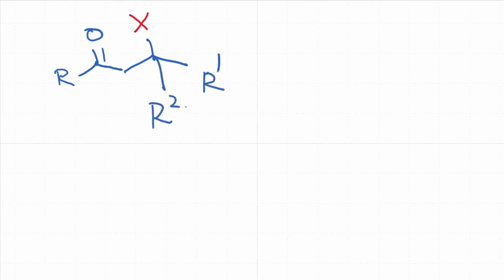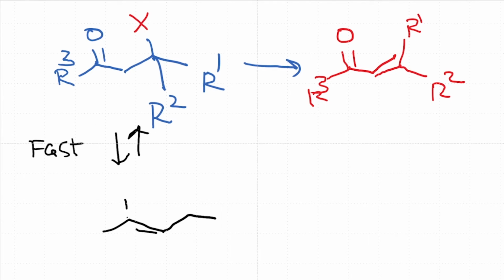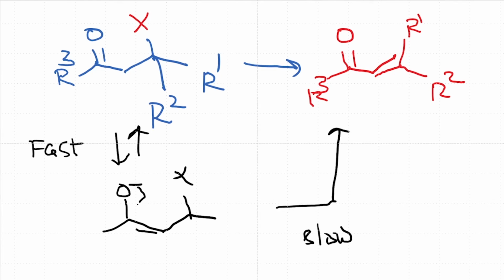R1, R2, let's call this R3. Now the product that is formed is 3. Okay, and the way we understand this mechanism is that there's going to be a fast reversible reaction to produce the enolate. And then there is a slow elimination to kick out the product.